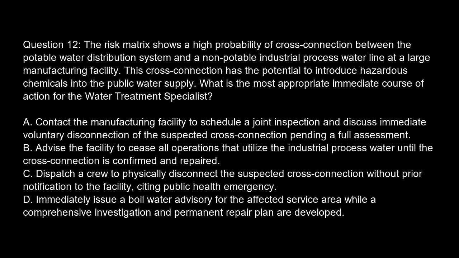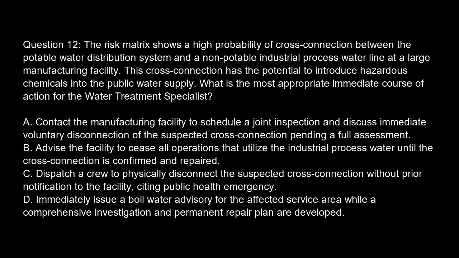Question 12. The risk matrix shows a high probability of cross-connection between the potable water distribution system and a non-potable industrial process water line at a large manufacturing facility. This cross-connection has the potential to introduce hazardous chemicals into the public water supply. What is the most appropriate immediate course of action for the water treatment specialist? Option A.